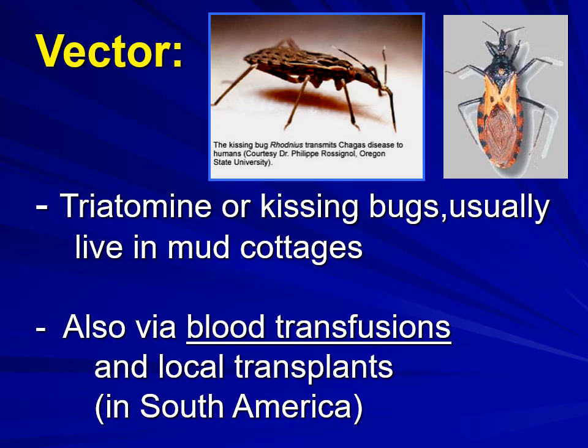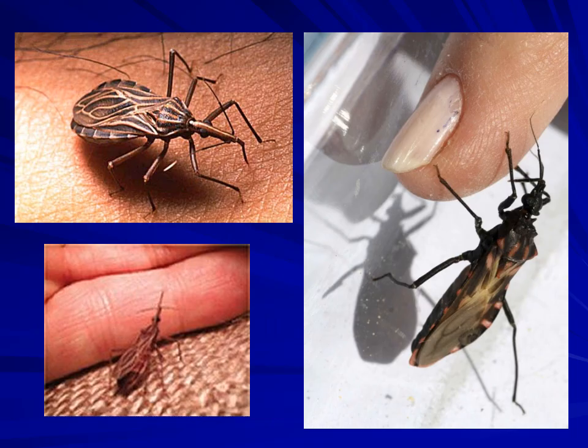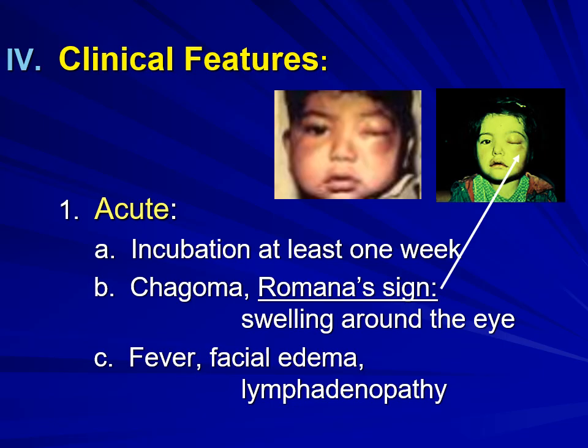It usually lives in mud cottages, okay? In mud cottages, like I hope that I have a picture to show to you. This is the major vector for American trypanosomiasis. Also, it's transmitted via blood transfusions and organ transplants in South America, of course. Okay, this is the bug. For you to appreciate the size of that bug, please compare it over the right-hand side to the size of the adult nail as well. The nail is about 1.5 to 2 centimeters maybe, and here you can appreciate the size of the triatomine bug. Still, it is called the kissing bug.